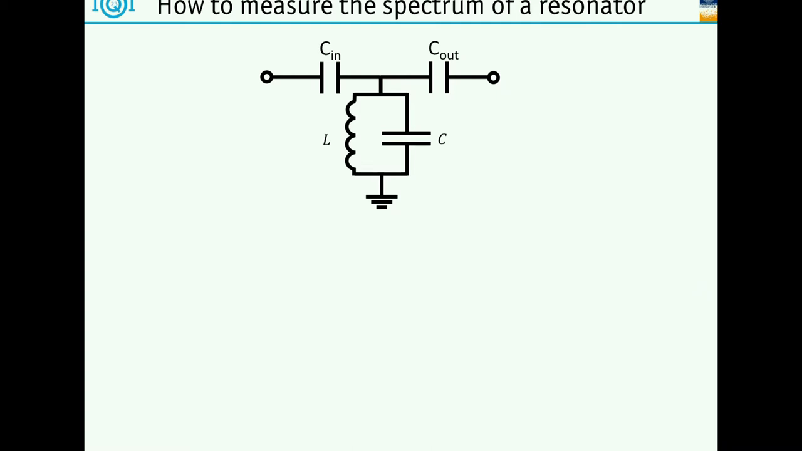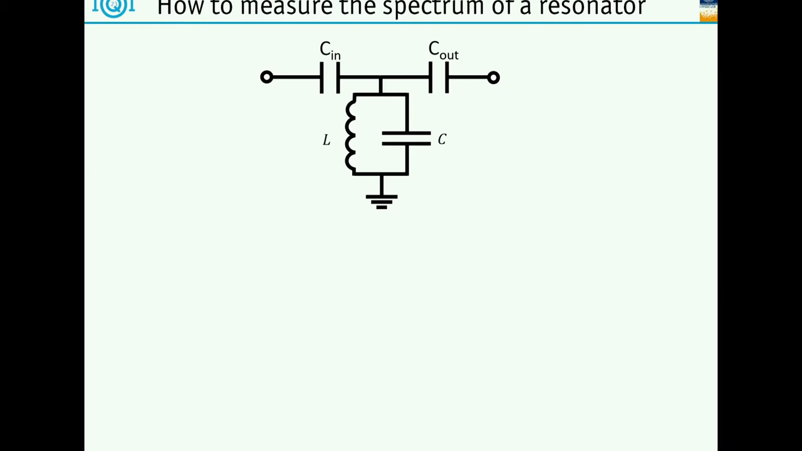Okay, we have this device. Now the question is, how can we actually learn about its properties? It turns out all I have to do is hook it up to the outside world. How do I do that? Well, I could attach wires. Turns out that's not ideal. That's too strong a connection to the outside world.